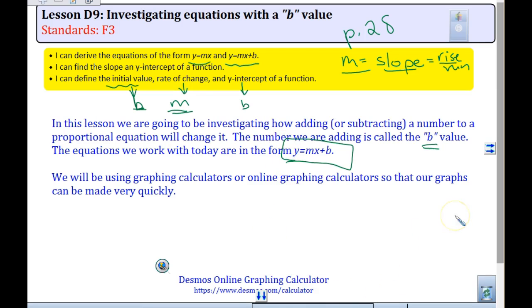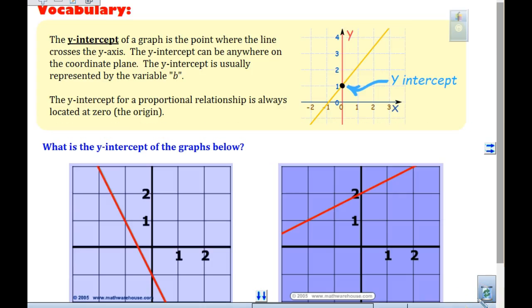So when you look at that next part down in your notes, if we are looking at the vocabulary, Sam, would you read what it says for our vocabulary? Yep, that y-intercept part. Yep, right here. The y-intercept of the graph is the point where the line crosses the y-axis. The y-intercept can be anywhere on the plane. The y-intercept is usually represented by the variable b.